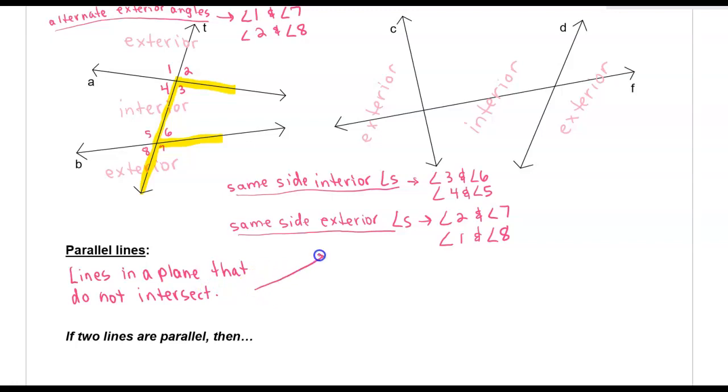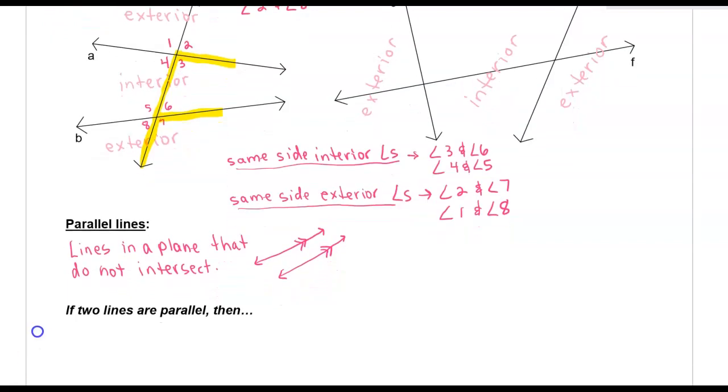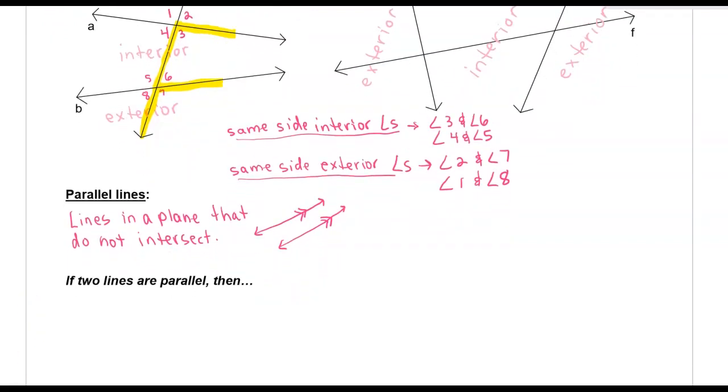If I were to draw two parallel lines, and I would like you to know that they're parallel, then I would label them with extra arrowheads like that. I could do single ones or I could do double ones, and that's my communication that I have parallel lines there. If two lines are parallel, then the alternate interior angles are congruent.